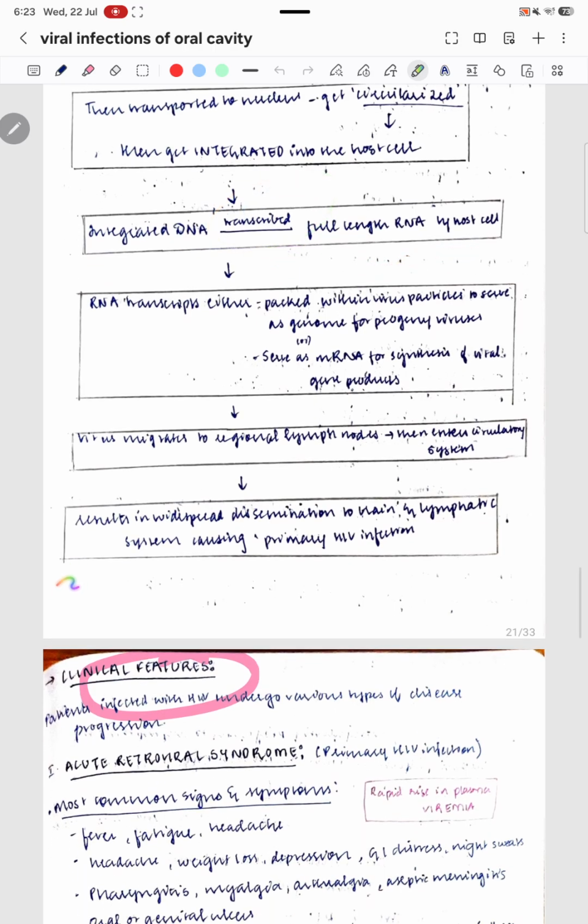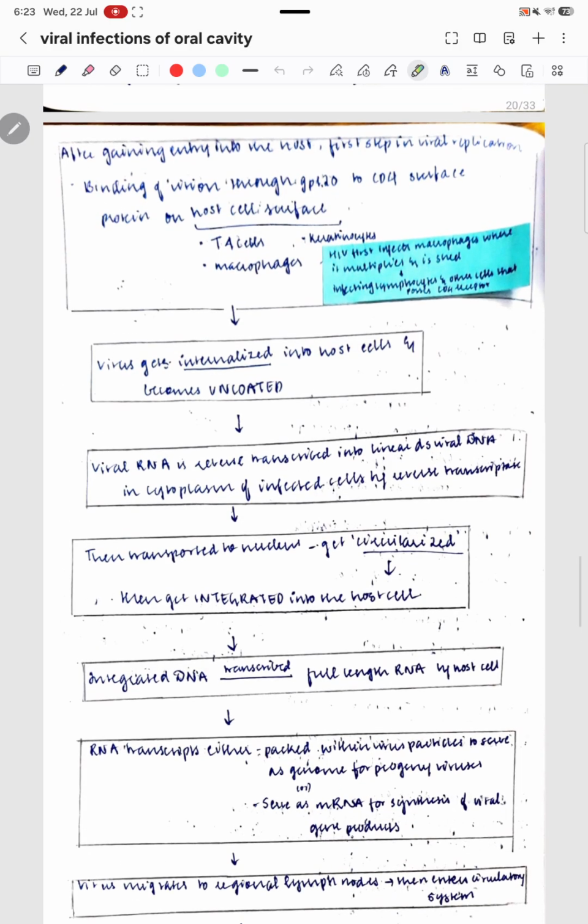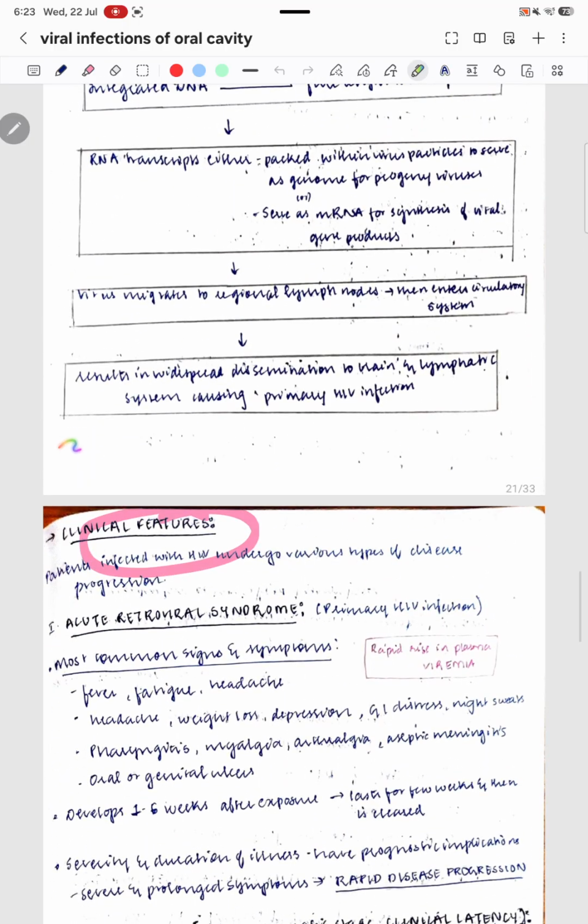So basically, if I write it in one line, the virus attacks the CD4 cells. If you have to be specific, you have to mention that it attacks the cell surface protein of CD4 cells. You do not have to go into detail. So the virus attacks the CD4 cells.